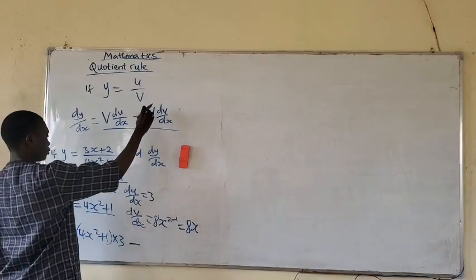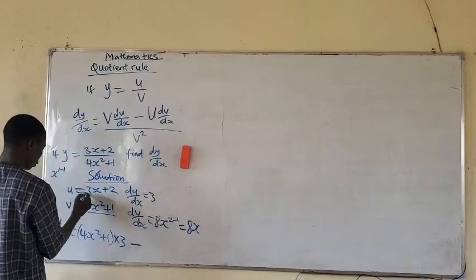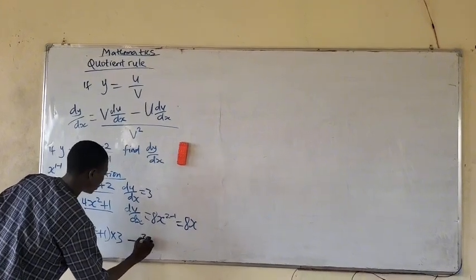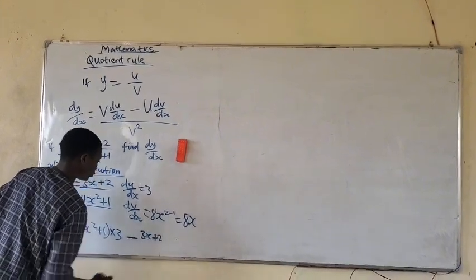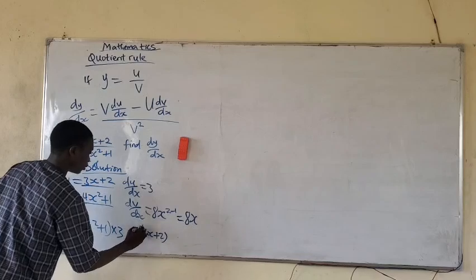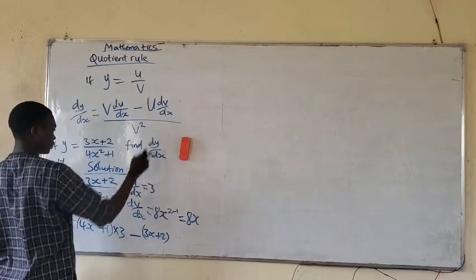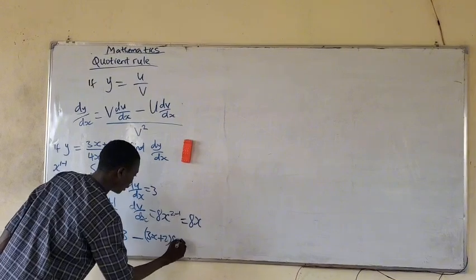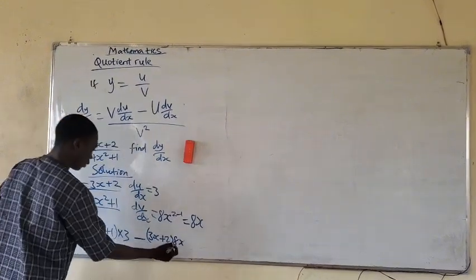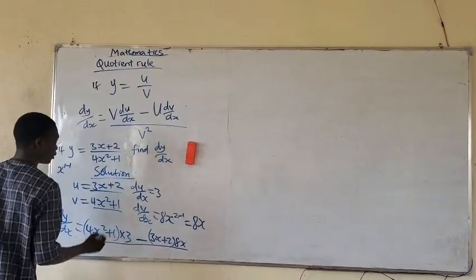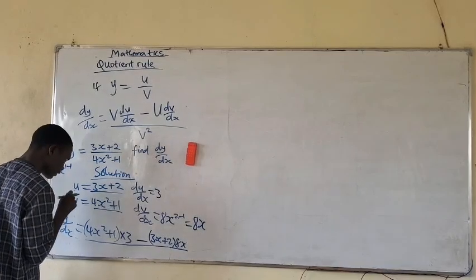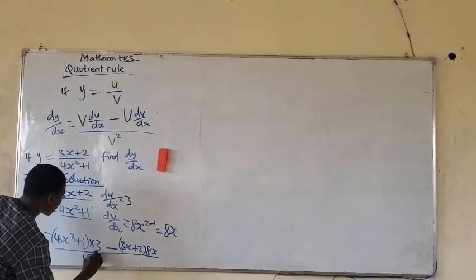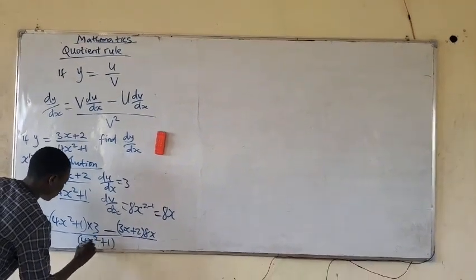Minus u. What is u? This is u. So we have 3x plus 2, multiply by v dx. And what is v dx? This is v dx, and that was what we did here: 8x. Everything all over what? V squared. And what is our v? This is our v. You will now square everything. So we have 4x squared plus 1.